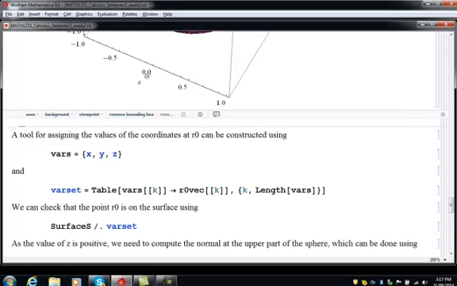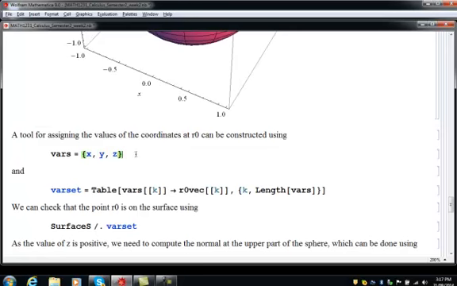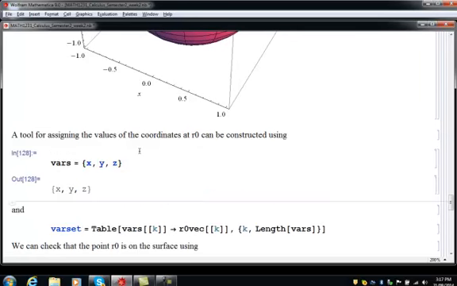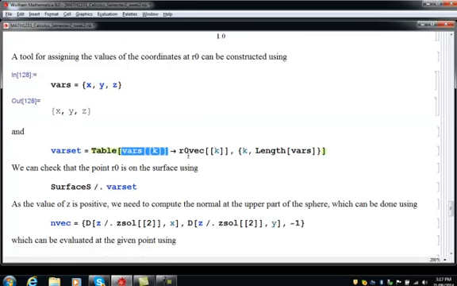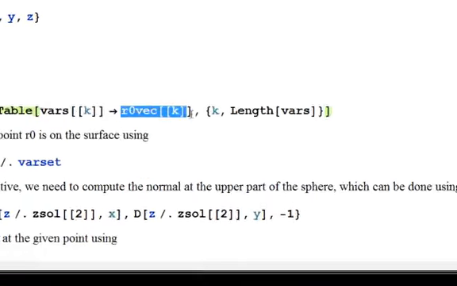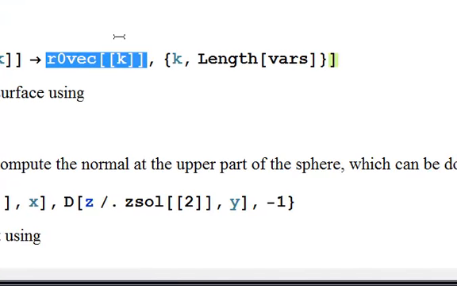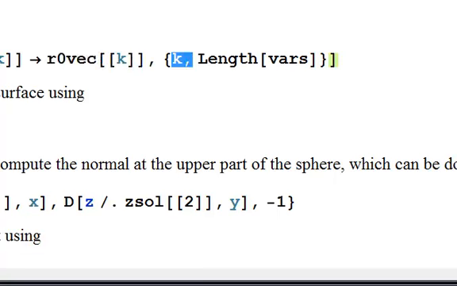So we can construct a tool for assigning the values of the coordinates at the vector r0 by defining this vector containing the variables x, y, and z, and building a table such that the value of each variable is set to the corresponding element in the vector of coordinates. And we do that for each of the three components, the variables x, y, and z.